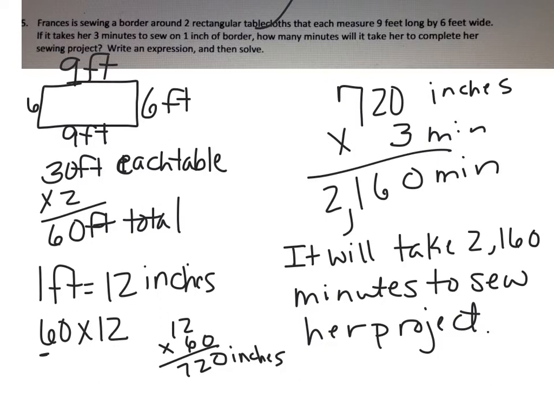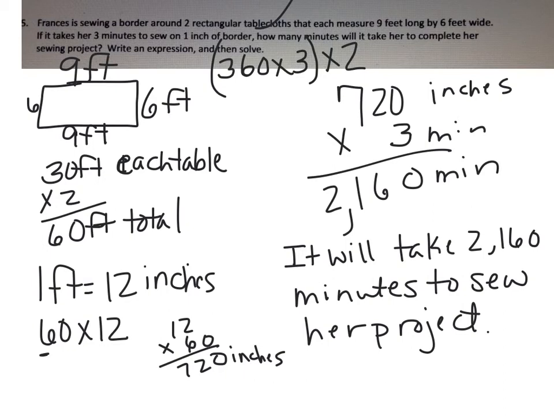So I would actually say 30 feet, and I would find out how many inches were in 30 feet, which is going to be 360. So I would say 360 times 3 minutes, because that's how long it would take her to sew one tablecloth. I would put this in parentheses and say times 2, because she has 2 tablecloths. That is actually the expression that you would use to solve the problem.